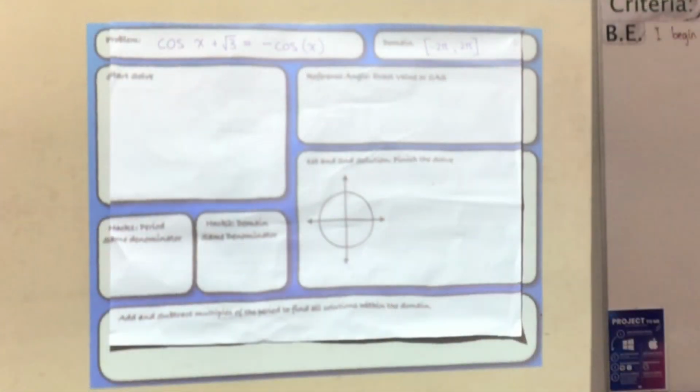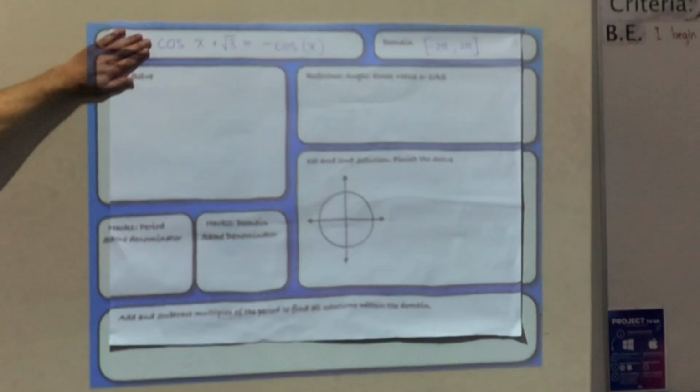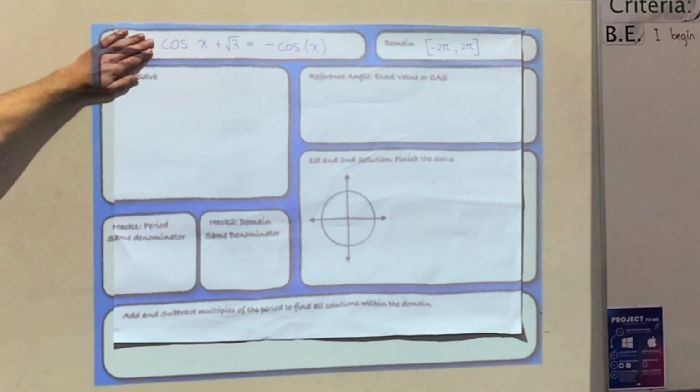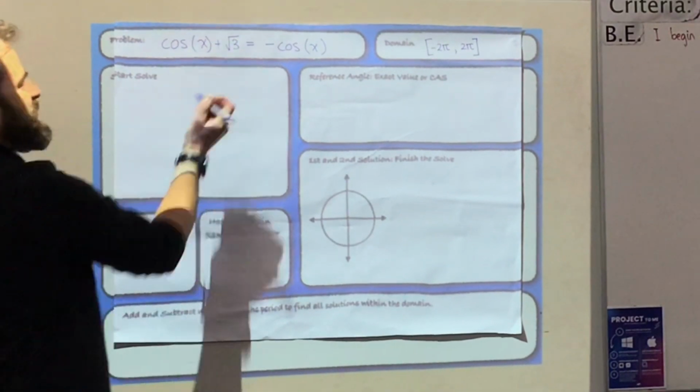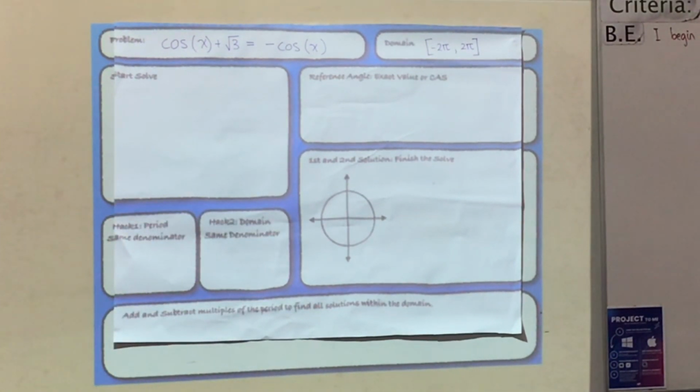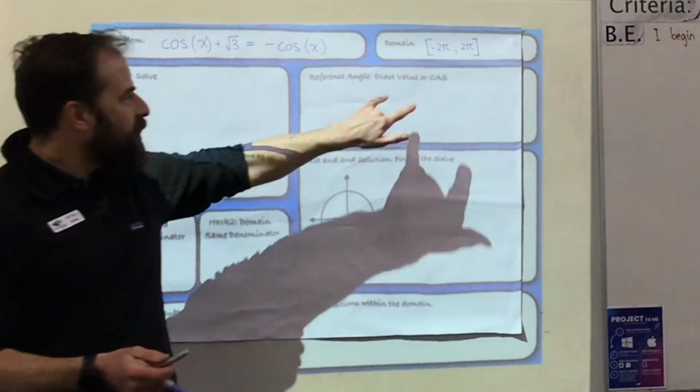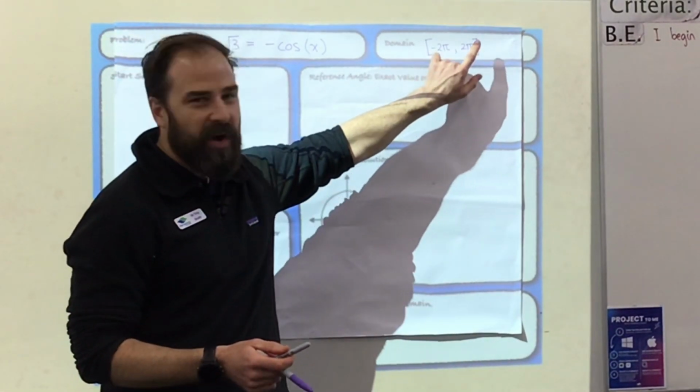Okay, so we're looking to solve this equation. We've got cos of (x plus root 3), and I should specify that there are brackets around that part. So it's cos of (x plus root 3) equals negative cos x. We're going to solve this over the domain from negative 2 pi to 2 pi.